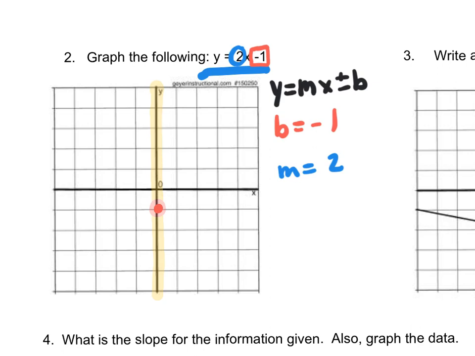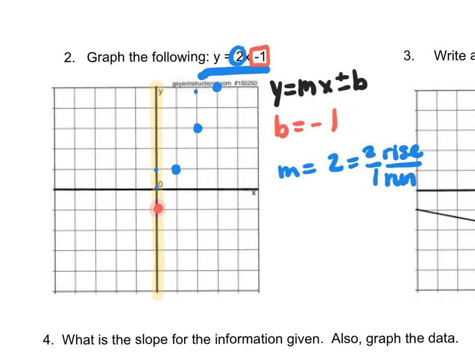From there, we do our rise over our run. We did our rise over our run. I just didn't write it in a fraction form. But 2 is going to be 2 over 1, and that would be our rise over our run. Okay? So I'm going to rise 1, 2, and I'm going to run 1. And I'm going to go ahead and do a couple of points because that's easy. 1, 2, 1. Okay, so these are my points right here.